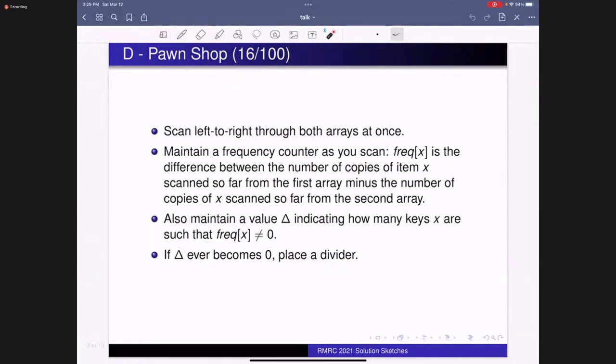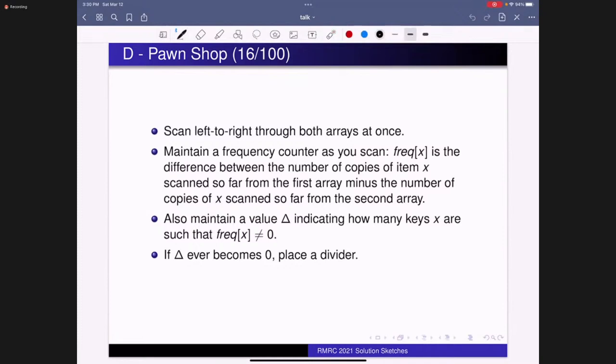Pawn shop. All right, so pawn shop, we saw, again, lots of time limit exceedances because you have to be a little smart about how you do this. You have to keep track of a little bit of extra information so that you don't have to just rescan each time. So let's scan from left to right through both arrays at once.